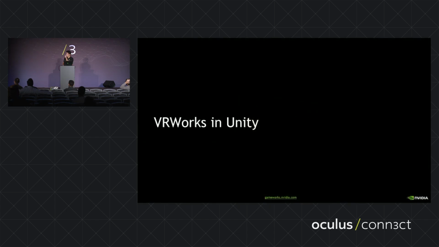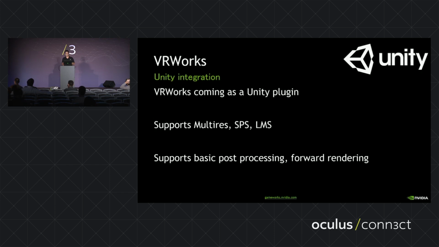Okay, so now we're going to talk about the engine stuff real quick. And I'm going to go through this pretty quickly since we're running out of time. So for Unity, I'm happy to announce that it's coming as a Unity plugin. It's a plugin, so it should be pretty straightforward for licensees to take advantage of. We're going to be supporting multi-res and single pass stereo and lens match shading in that initial implementation. So a lot of goodness there. And it will support most of the basic post-processing features. I know a lot of VR games are not using a ton of post-processing, but most of it's supported there. And it is only working for the forward rendering path in Unity. We're not ready to say exactly when this is going to be available, but it's coming soon.